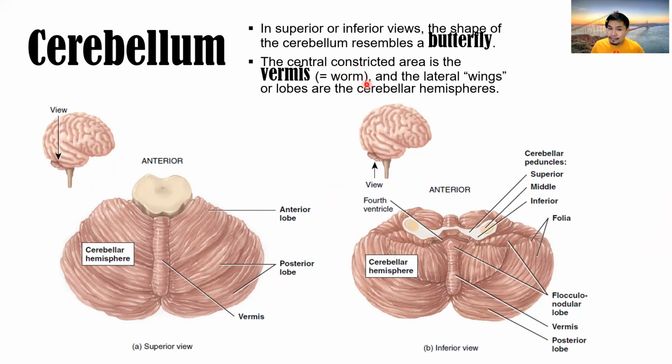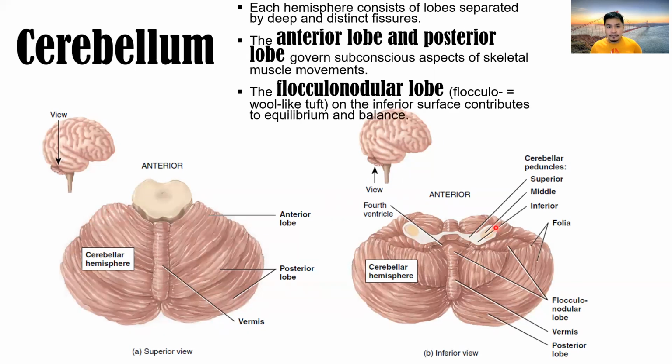It means worm. And the lateral wings or lobes are your cerebellar hemispheres. So you have a cerebellar hemisphere here and one also on the other side. So it somehow looks like a butterfly. Each hemisphere consists of lobes separated by deep and distinct fissures.